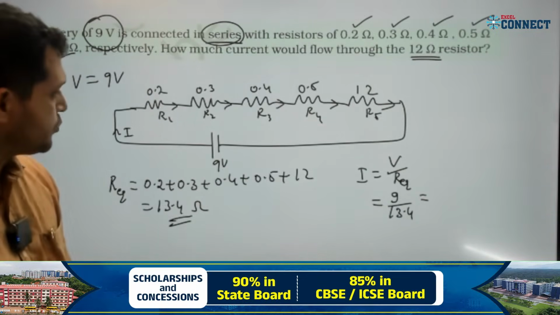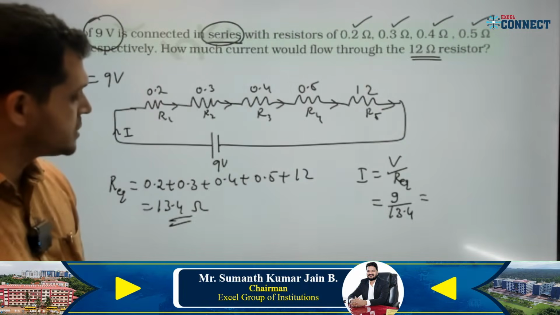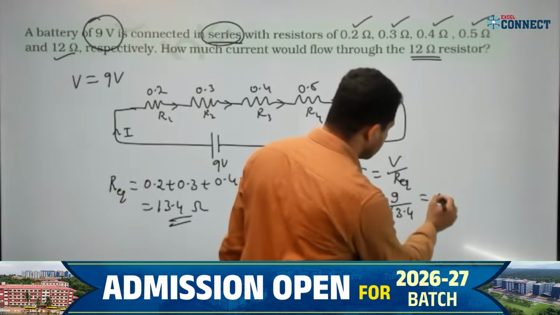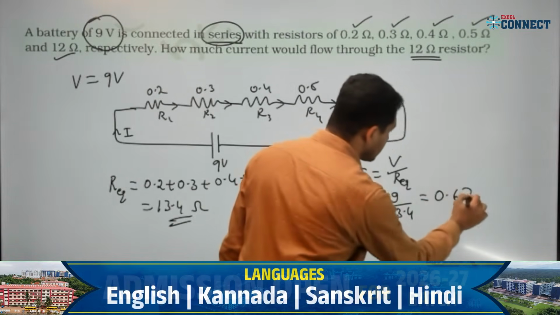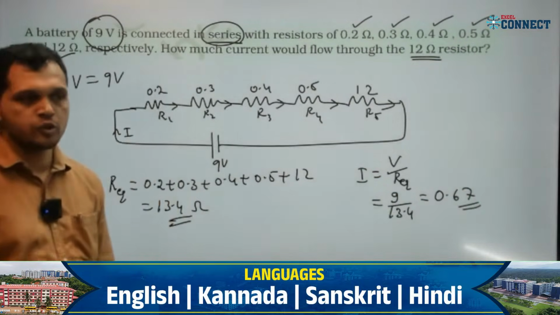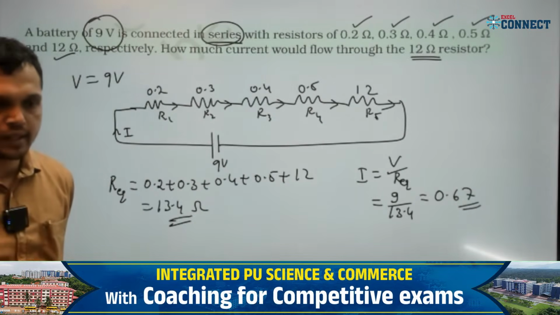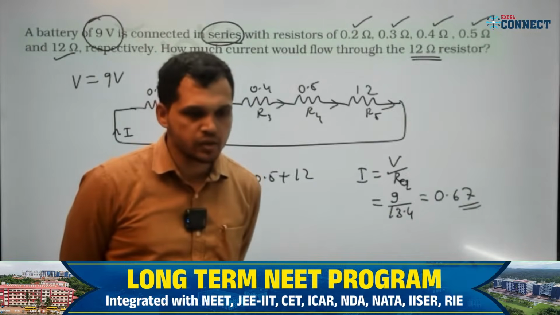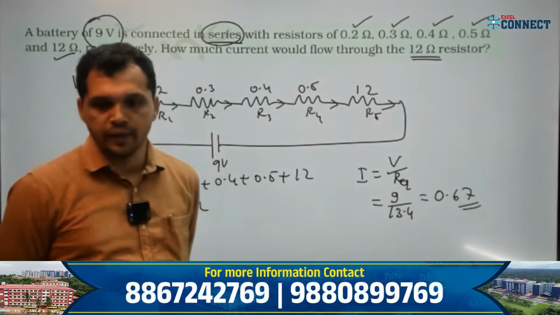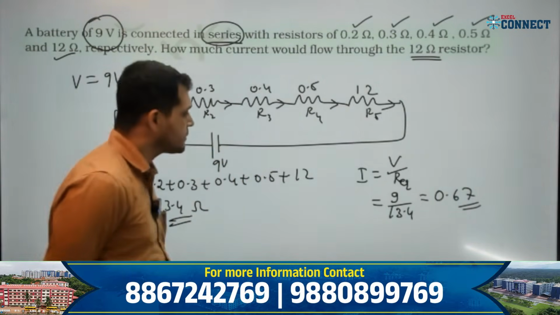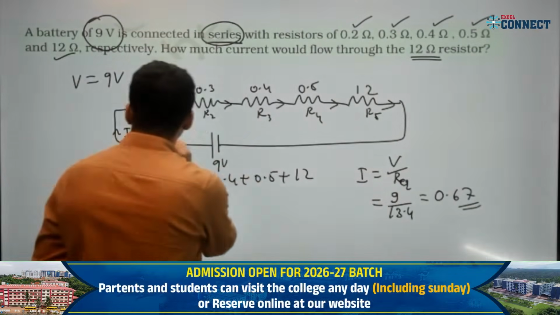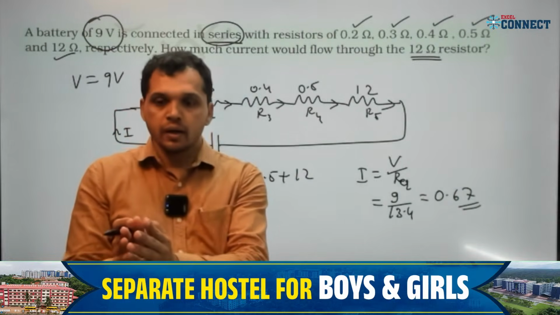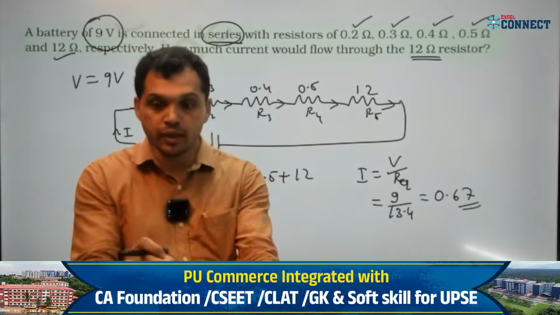9 by 13.4, 0.67. Yes, right, we get 0.67. Is it clear? 0.67, yes, right. This is the circuit current. Circuit current, say students. What they have given is the current through the 12 ohm resistor.